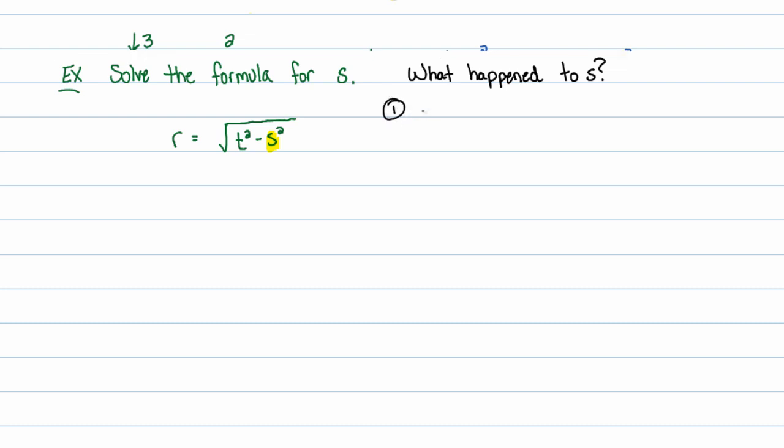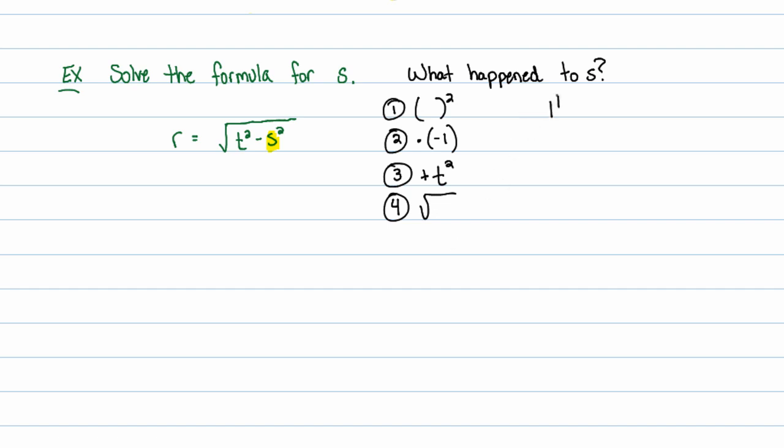So first thing that happened to S is it got squared. The second thing that happened to S is it got multiplied by a negative 1, actually, because there's a negative attached to it. And then the third thing that happened after we attached the negative to it was we added t squared to it. Then we took the square root. So notice all those things that happened to S. So we're going to have to solve for S by undoing these things.